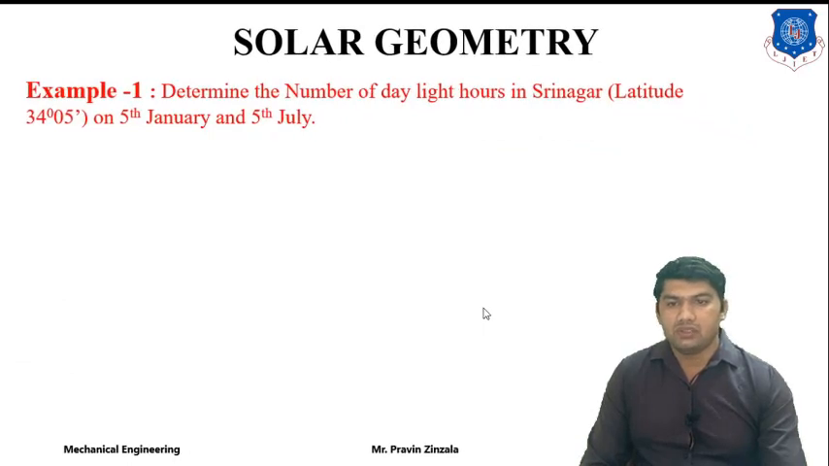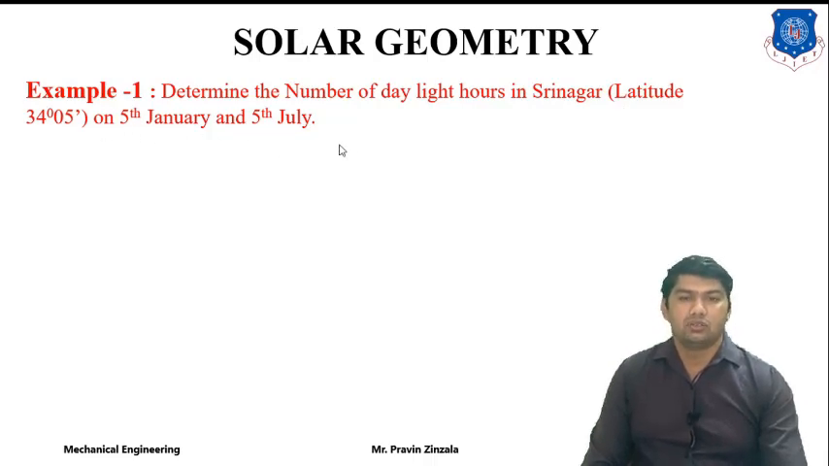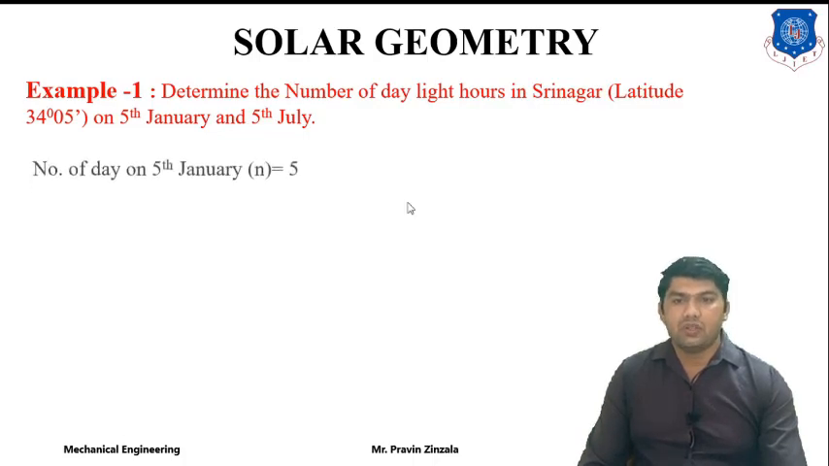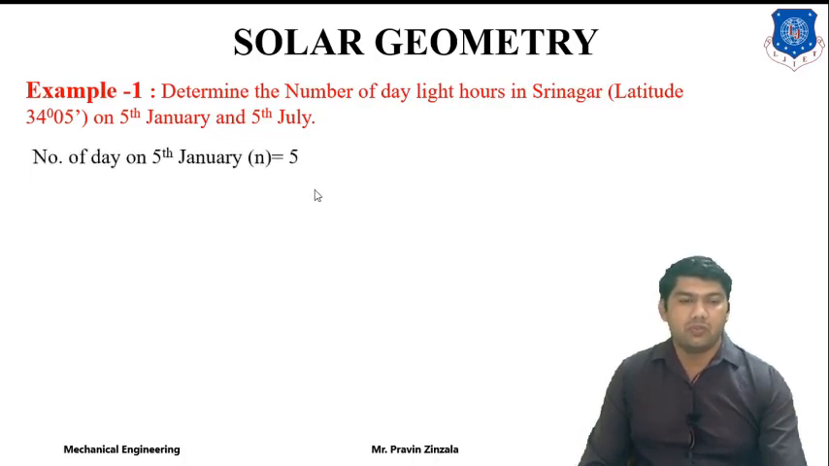Now we will discuss an example on solar geometry. The given problem is to determine the number of daylight hours in Srinagar, whose latitude is 34 degrees 0.5 minutes, on 5th January and 5th July. So we can easily compare the day length in January and July. First, we calculate the number of the day on 5th January. So n is equal to 5.